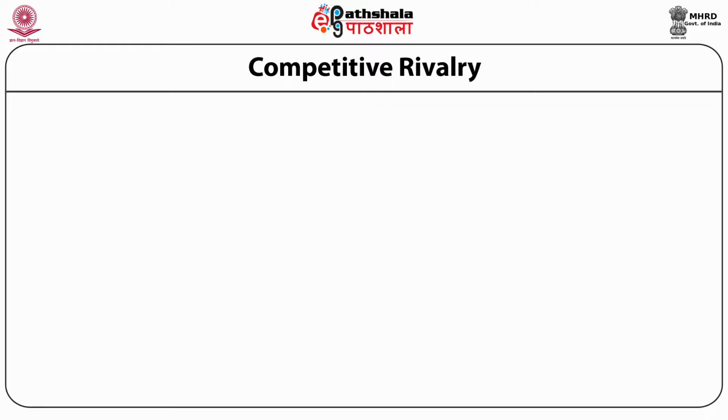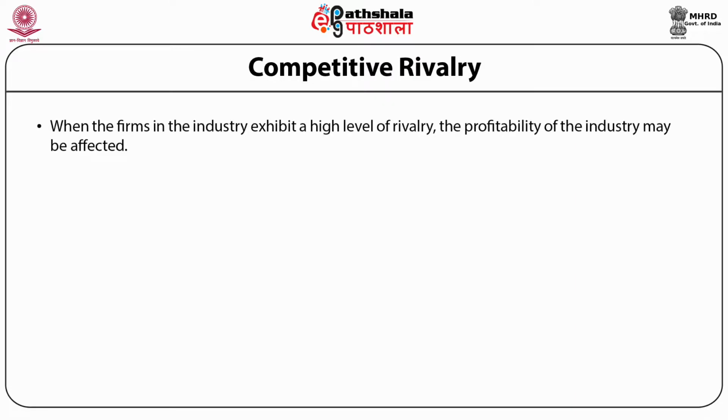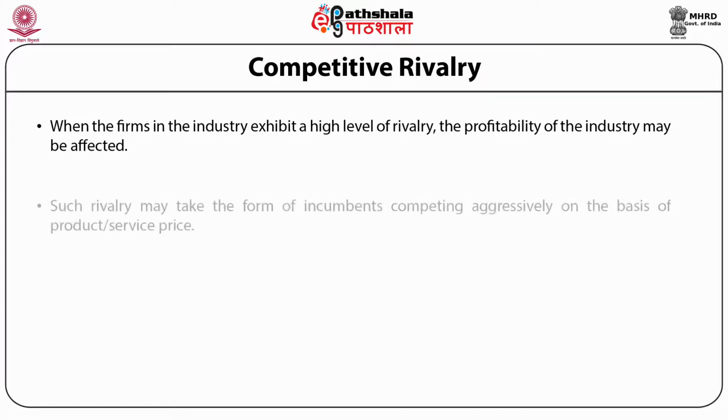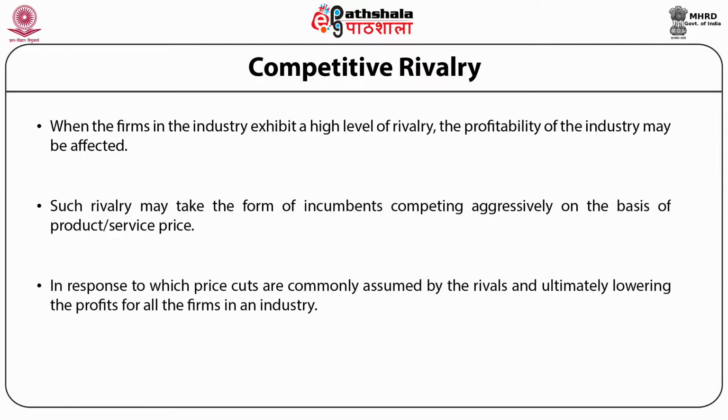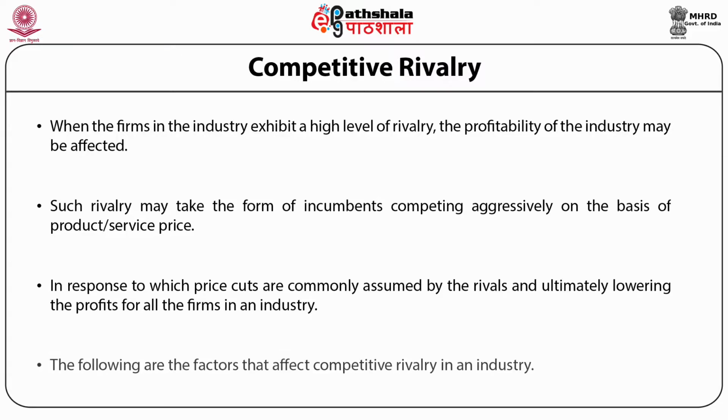Competitive rivalry. When the firms in the industry exhibit a high level of rivalry, the profitability of the industry may be affected. Such rivalry may take the form of incumbents competing aggressively on the basis of product, service, and prices, in response to which price cuts are commonly matched by the rivals, ultimately lowering the profit for all the firms in an industry. Following are the factors that affect competitive rivalry in an industry. Dear student, let us now focus on factors affecting competitive rivalry.